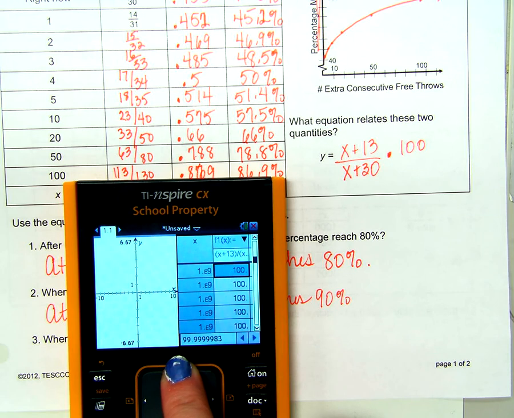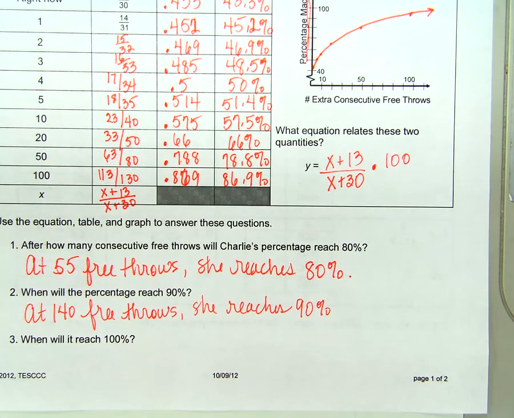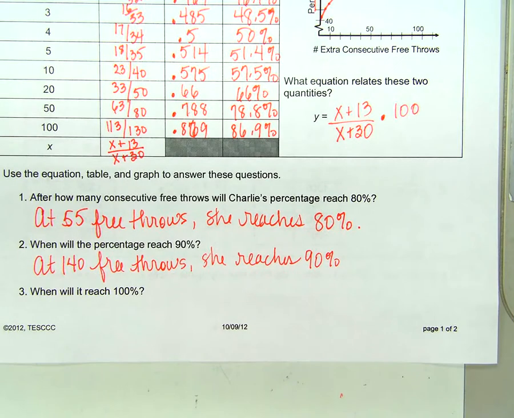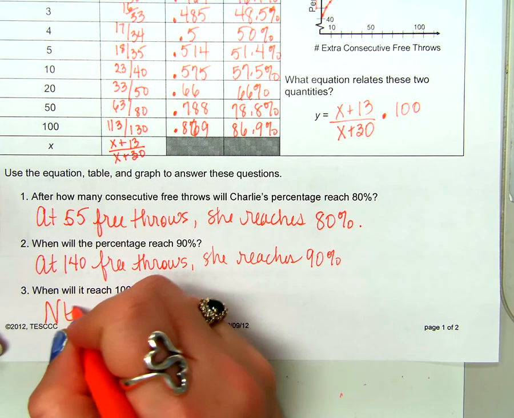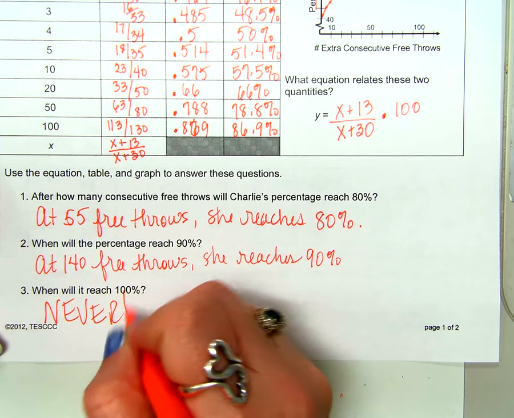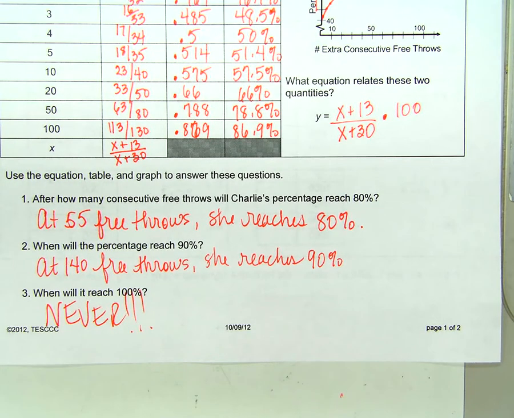Okay? But please understand that what actually happened was that the calculator couldn't handle such big numbers anymore. And it went ahead and rounded. Okay? We okay with that? All right. So when will it reach 100%? Never. Okay?